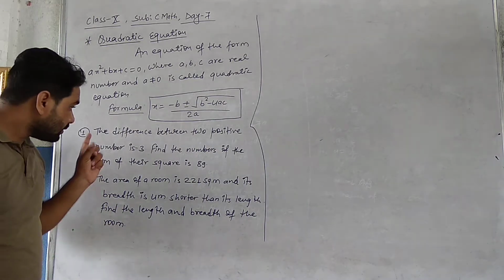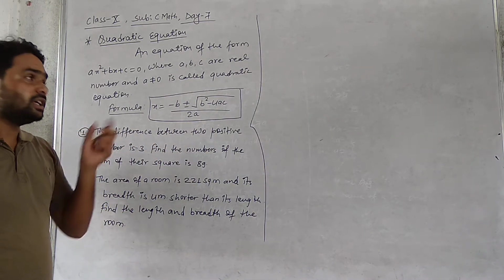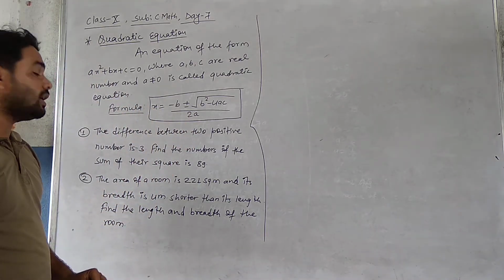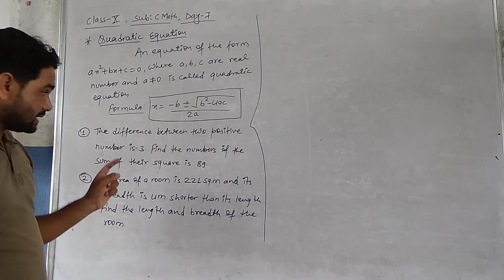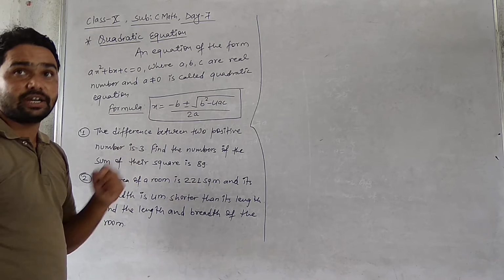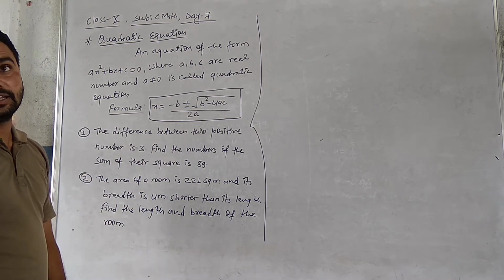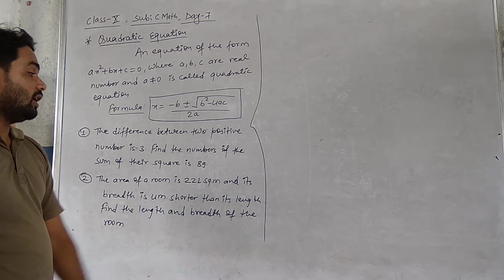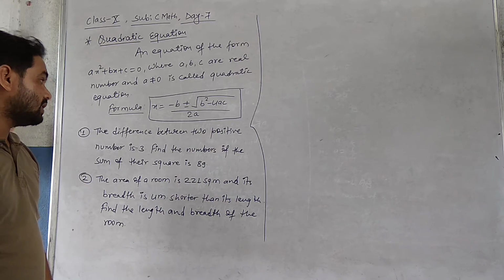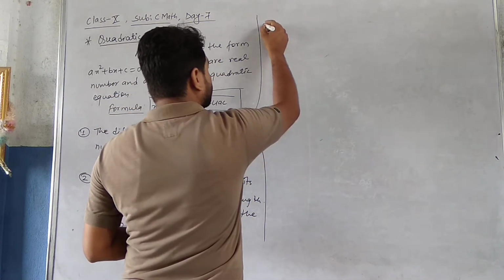Look at it. The difference between two positive numbers is 3. That means if we let one number as x, then another must be x minus 3. Find the numbers if the sum of their squares is 89. That means what are those two numbers? If we let them, from the condition of the question, we are going to do that.